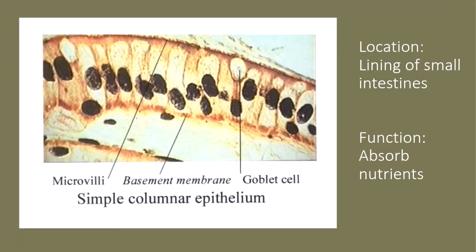Next, if we look at this, we can see that here's the bottom of the cell, here's the top of the cell, and again, only one nucleus. So that means this is a simple layer, and these are very tall cells. So this is going to be simple columnar epithelium.